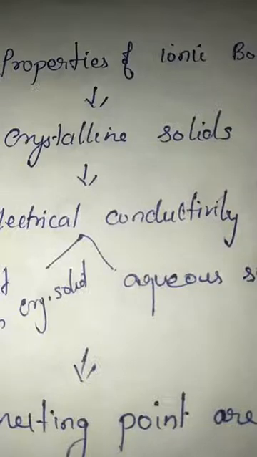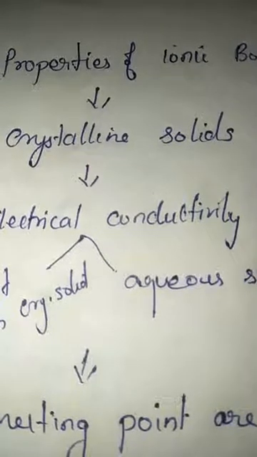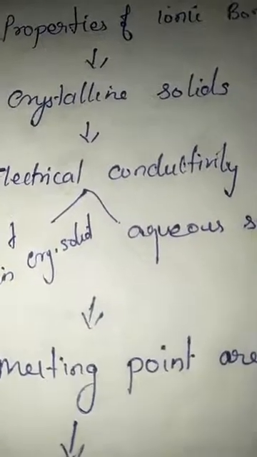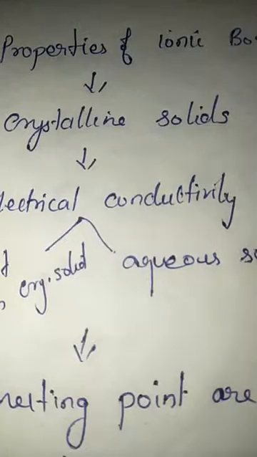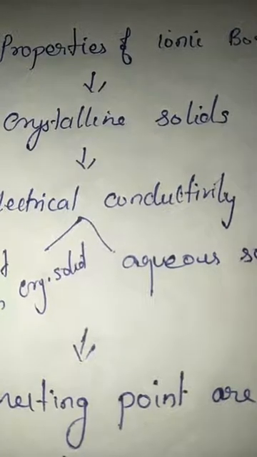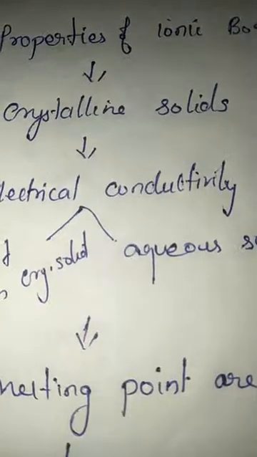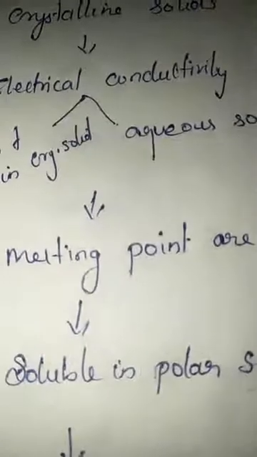The next one, electrical conductivity. What is electrical conductivity? We know that they are ions. Crystalline solids have ions, but the ions are tightly packed. They cannot move, isn't it?